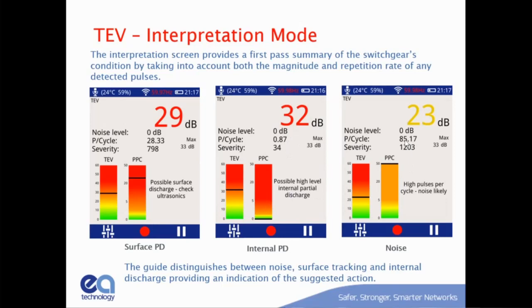Here I've got 85 pulses per cycle. That's pretty darn high. That's probably noise. So I'm not going to get too excited about this number until I figure out what's going on. And this is a good screen to start.